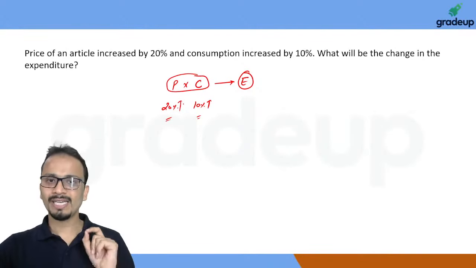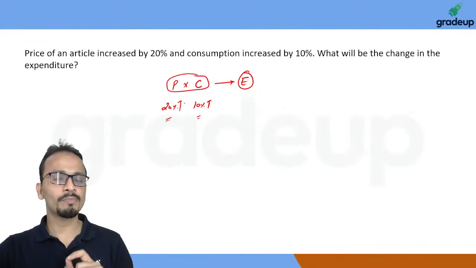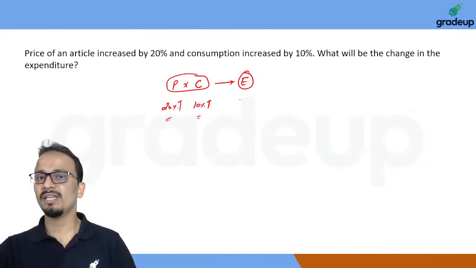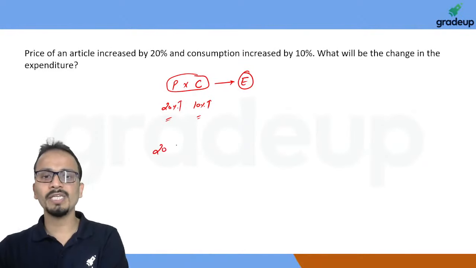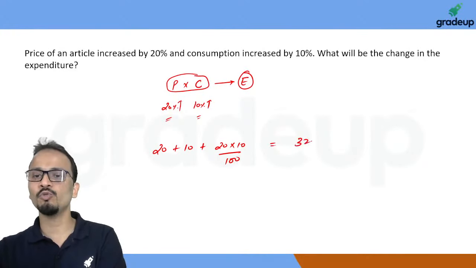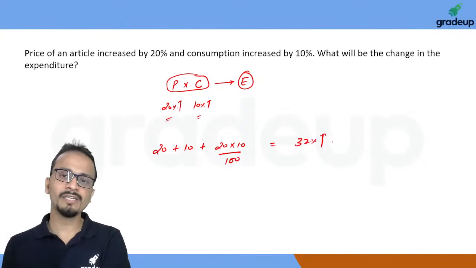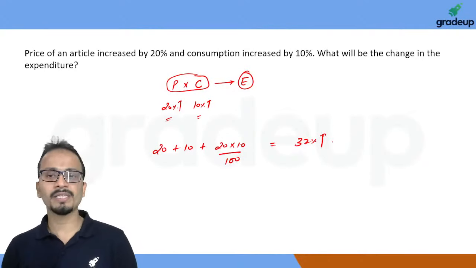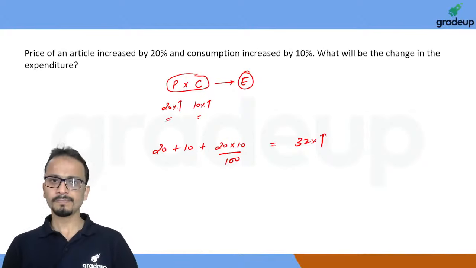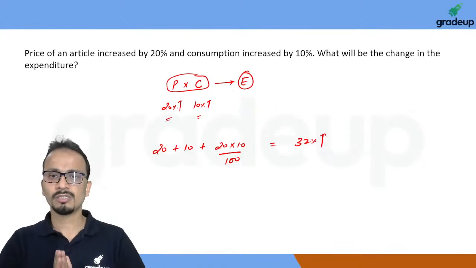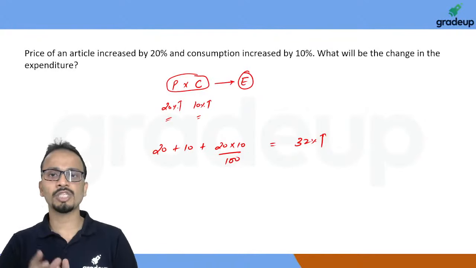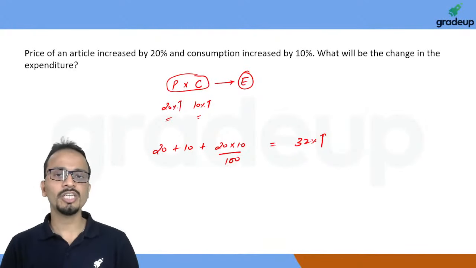Now this will be applicable wherever the parameters are getting multiplied. So the net change when calculated for price and consumption will give you the final or the net change in expenditure. So you can straightforward apply this formula. So 20 plus 10 plus 20 into 10 upon 100. So answer will be 32%. And since it's a positive sign, the expenditure will increase by 32%. So we can say that the resultant of price and consumption will give you the percentage change in expenditure.